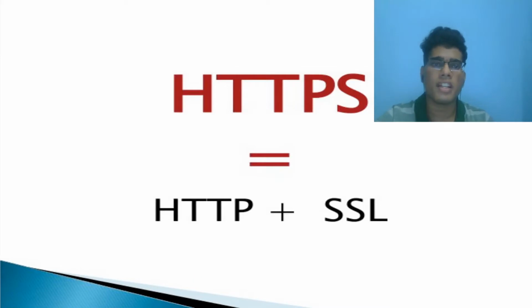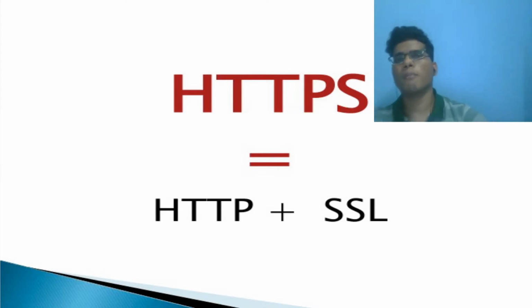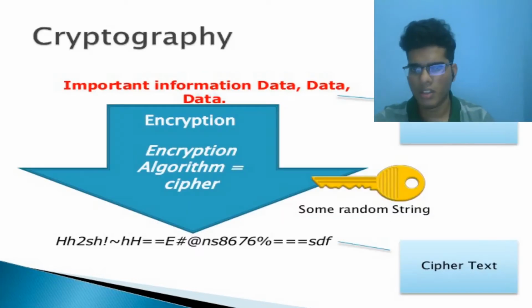So this is where HTTPS comes into action. HTTPS stands for HTTP and S for security. HTTPS is just a simple protocol which works over HTTP and SSL. SSL stands for Secure Socket Layer. SSL implements encryption, which is a cryptographic procedure of converting plain text into ciphertext.